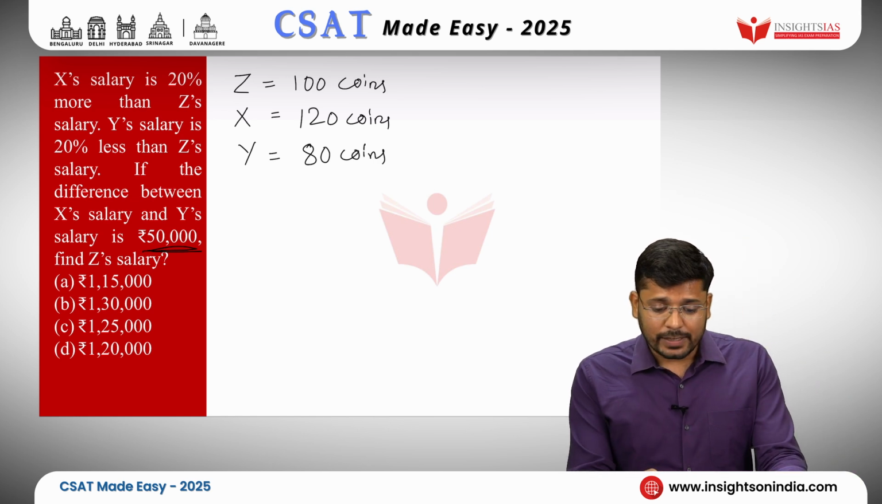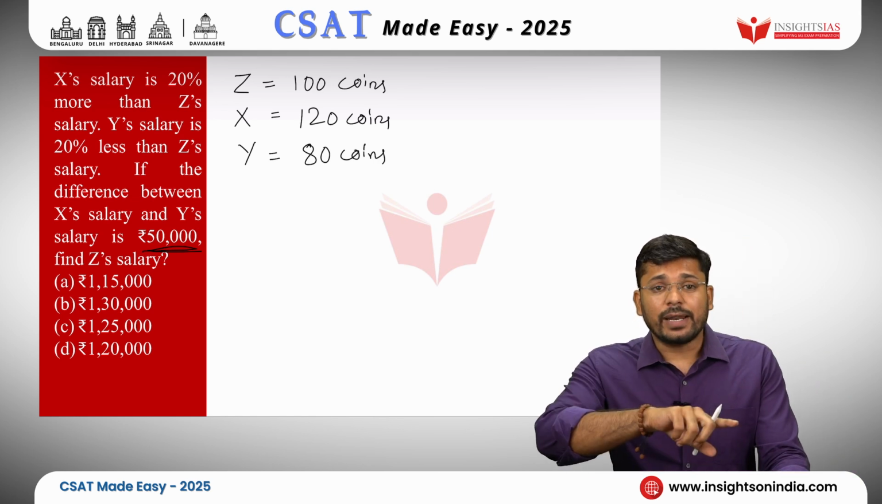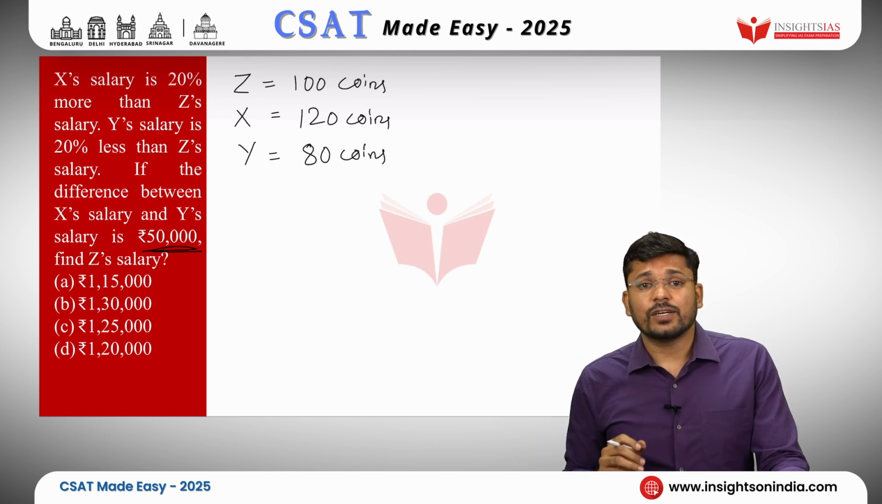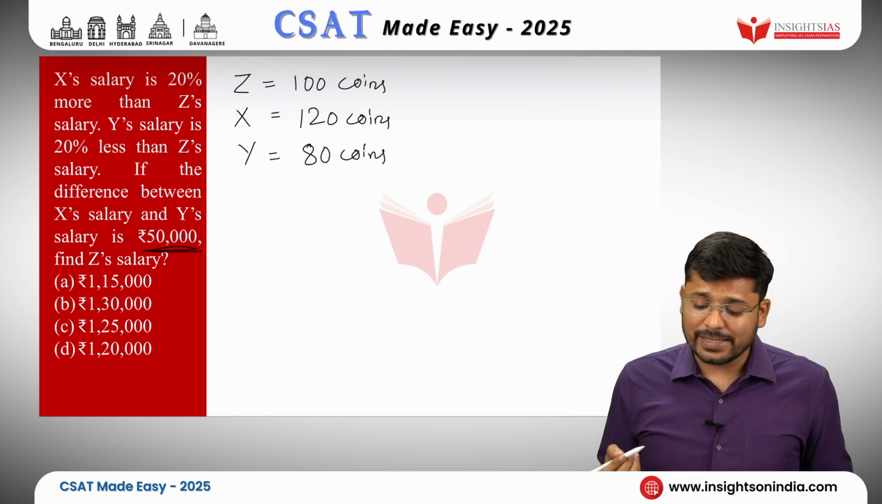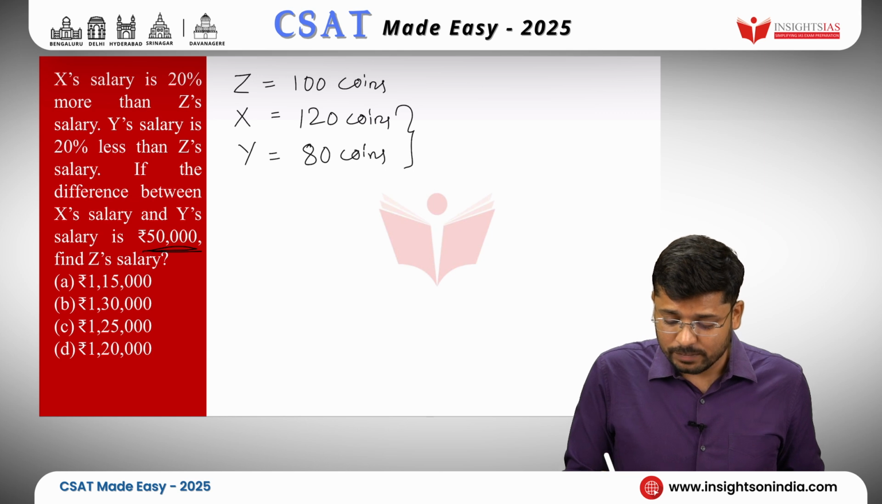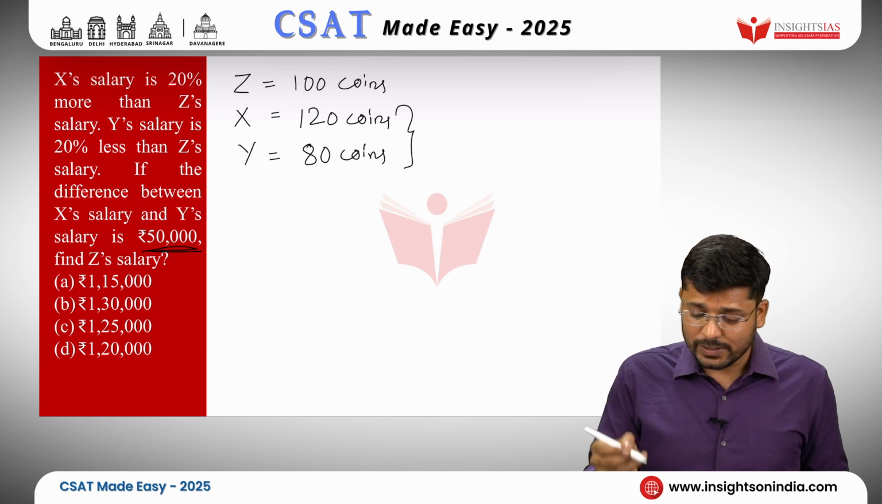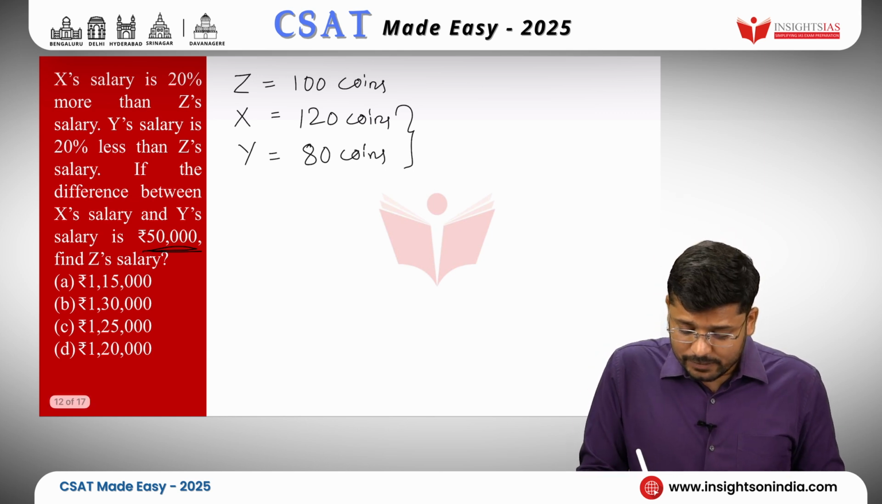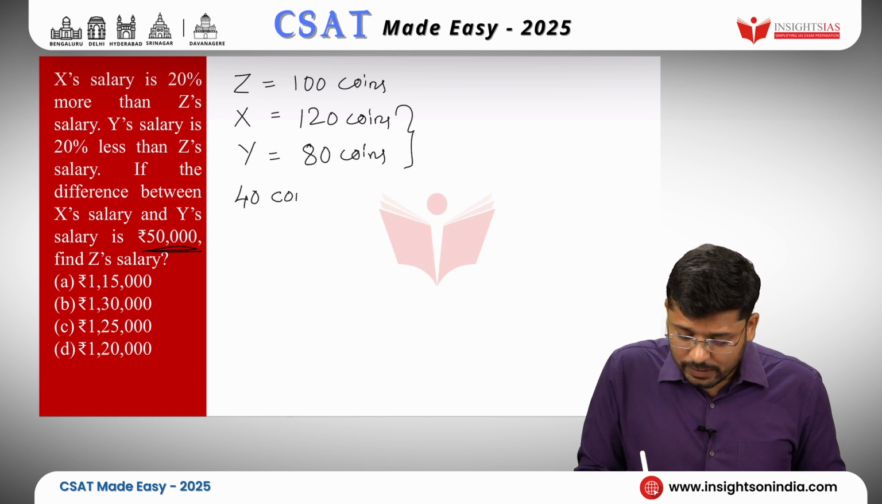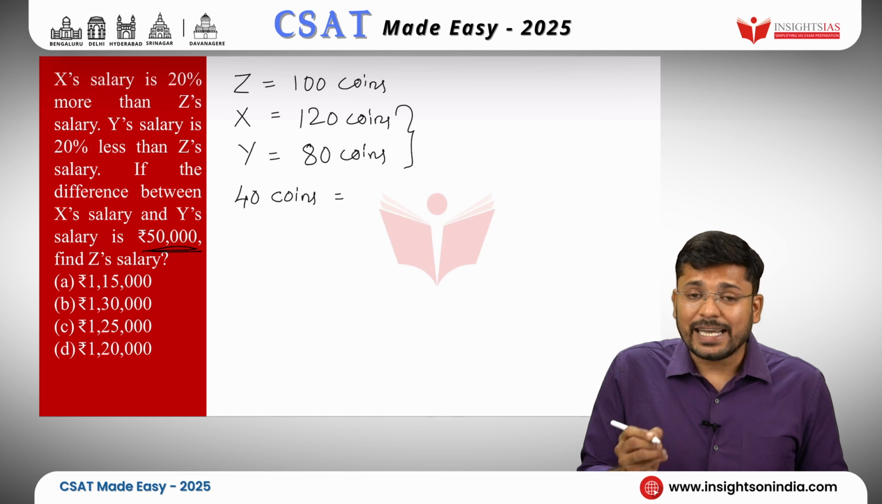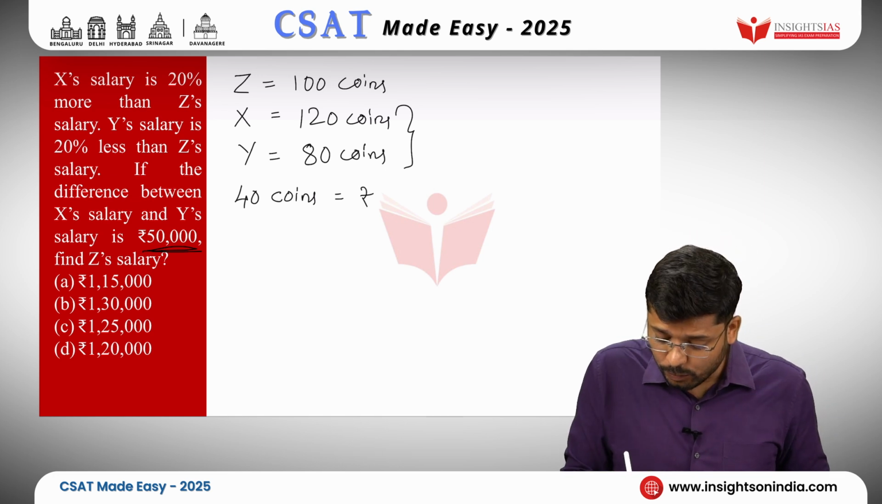Now, they have given us that the difference between X's salary and Y's salary is 50,000. What is the difference between X's salary and Y's salary in terms of coins? It is 40 coins, 120 coins and 80 coins. The difference is 40 coins. And they have told us that this 40 coins is equivalent to 50,000 rupees.